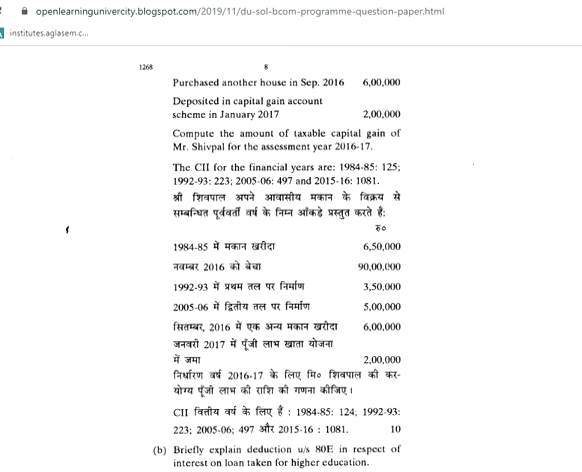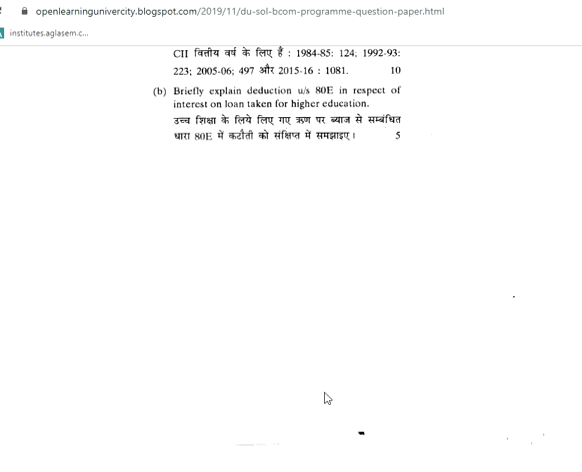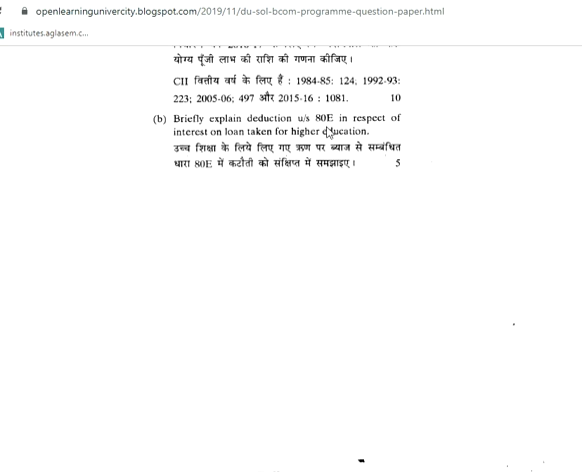And now we come to part B of question number 4. Briefly explain deduction under section 80E in respect of the interest on loan taken for higher education. It contains 5 marks. This is a theoretical type question. You have to explain deduction under 80E in respect of interest on loan taken for higher education. This is an optional question.